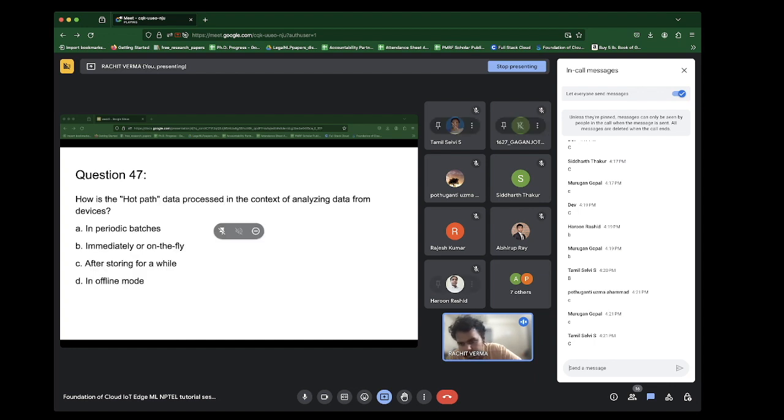So how is the hot path data processed in context of analyzing data from devices? In periodic batches, immediately or on the fly, after storing for a while, or in offline mode? Option B, sir. D as in the fourth option. Second option. Okay. Any other responses?